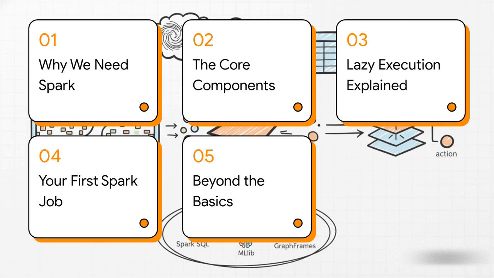All right, so here's our game plan. First, we'll tackle the big why. Why was Spark even invented? Then we'll get into the two things you absolutely have to know, the Spark session and data frames. After that, we'll reveal Spark's secret weapon, something called lazy execution. Then we'll put it all together and run a simple job. And finally, we'll look at where you can go from there.